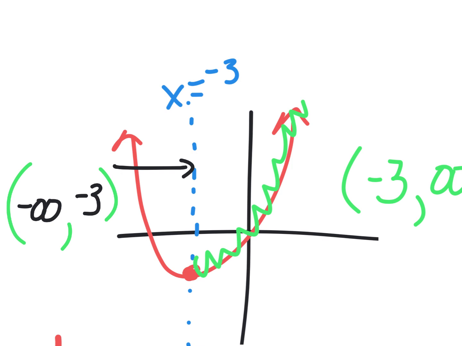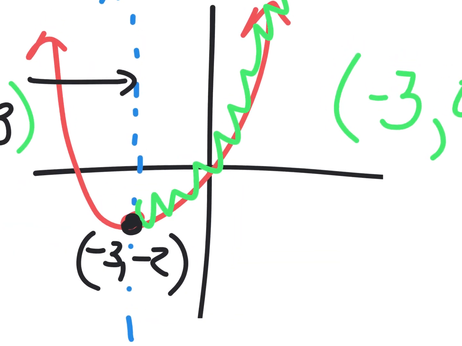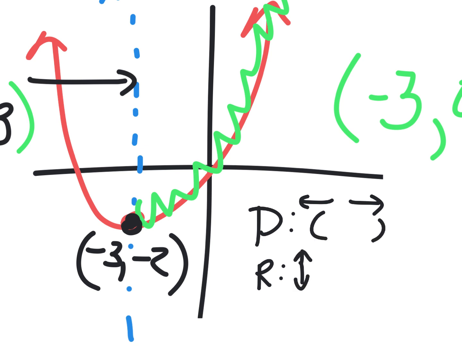What about the domain on this thing? Well, I know it goes through -3, comma, let's say it's -2. The domain on this thing is, well, domain is left to right. I'll just write those as helpers for you. And range is from down to up. What's the domain? What's the range?